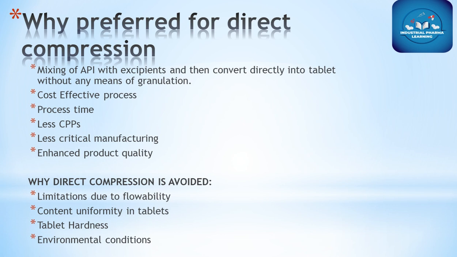Why is direct compression avoided? Direct compression is avoided due to flowability issues. Flowability is another challenge in direct compression. This is the major disadvantage of direct compression. Tablets are not compressed easily and we observe powder flow problems from hopper to feeder, so the desired weight of the tablet is not achieved. So this is the limitation of direct compression.